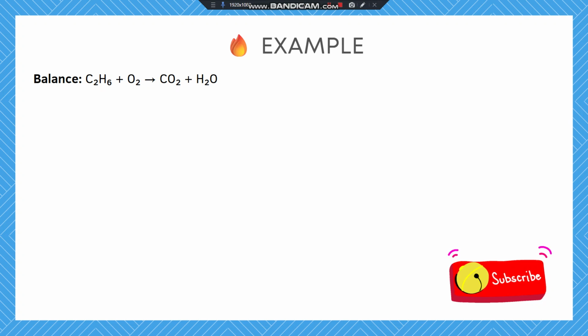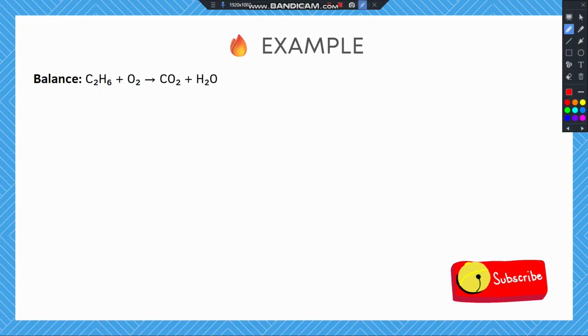So let's take care of a couple of questions. Example number one: the combustion of ethane. Ethane is being combined with oxygen to form carbon dioxide and water, and we've been asked to balance this chemical equation. First things first, when you want to balance a chemical equation using the algebraic method, the first thing to do is to assign letters to represent the coefficients for each compound. So here is what we mean.